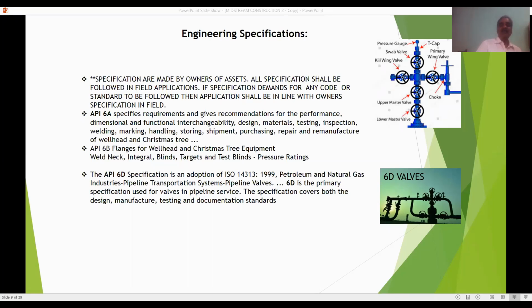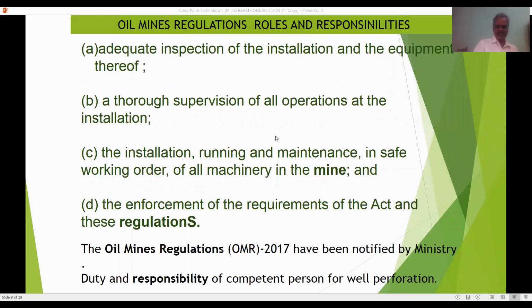There are so many codes, such as ASME BPV codes, and these codes are only reference documents. Standards will give you the dimensions and shapes. Specification will give you the details of requirement. So the specification is the Bible during the course of carrying out any project job. As an example, take API 6A. API 6A specifies requirements and gives recommendations for the performance, dimensional and functional interchangeability, design, material, testing, inspection, welding, marking, handling, storing, shipment, and purchase.